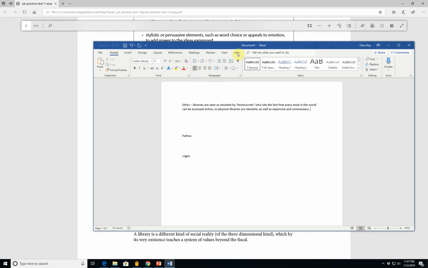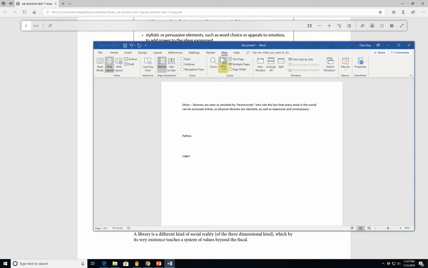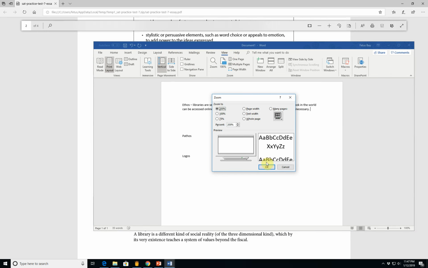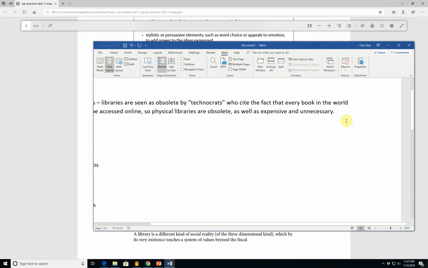So let's zoom into this one as well so you can see it a little bit better. And we'll zoom it to 200%. All right.